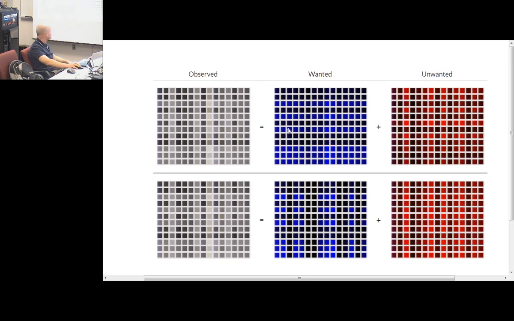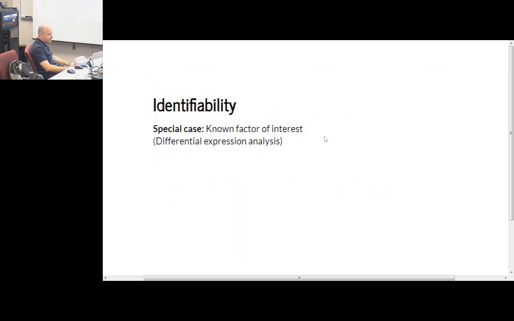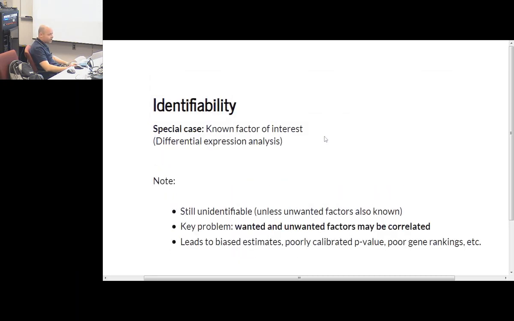What differs between the 2, though, is how each gene is affected. So for example, in this lower matrix, these 2 genes aren't affected by the factor of interest at all, whereas in this one, they are. So just knowing the factor of interest alone isn't enough to solve the identifiability issue. And again, the critical issue is that the wanted variation and the unwanted variation could be correlated.